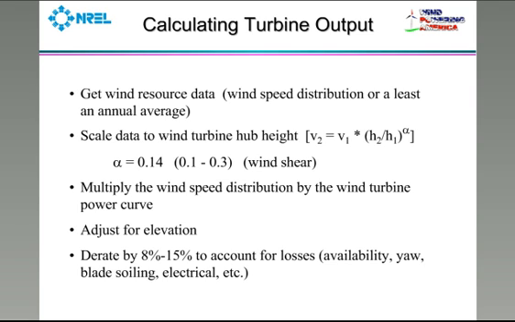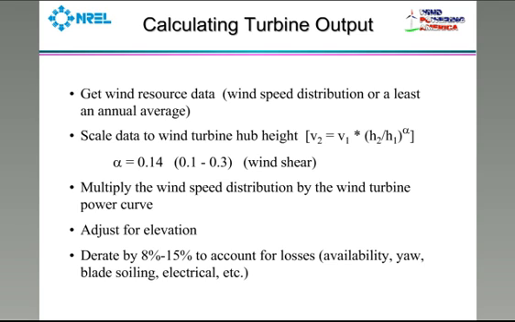You get some wind resource data from wherever you can. Either put up an anemometer or look it up on the wind speed map. Ideally, you'd like a full wind speed distribution. And in a lot of cases, you probably just have to settle for an annual average and then assume a K. So usually around 2 is good for an inland site.